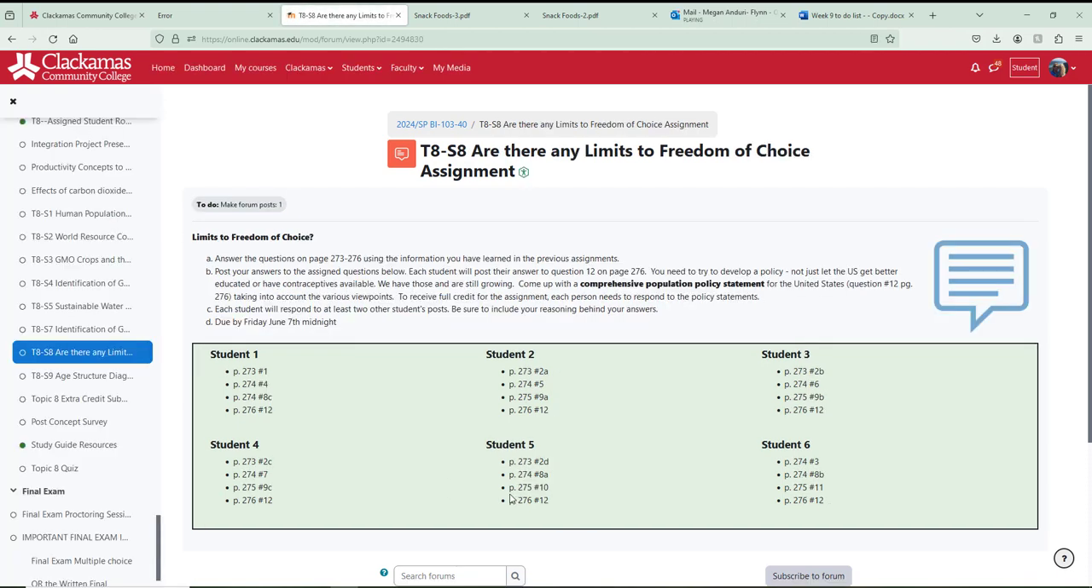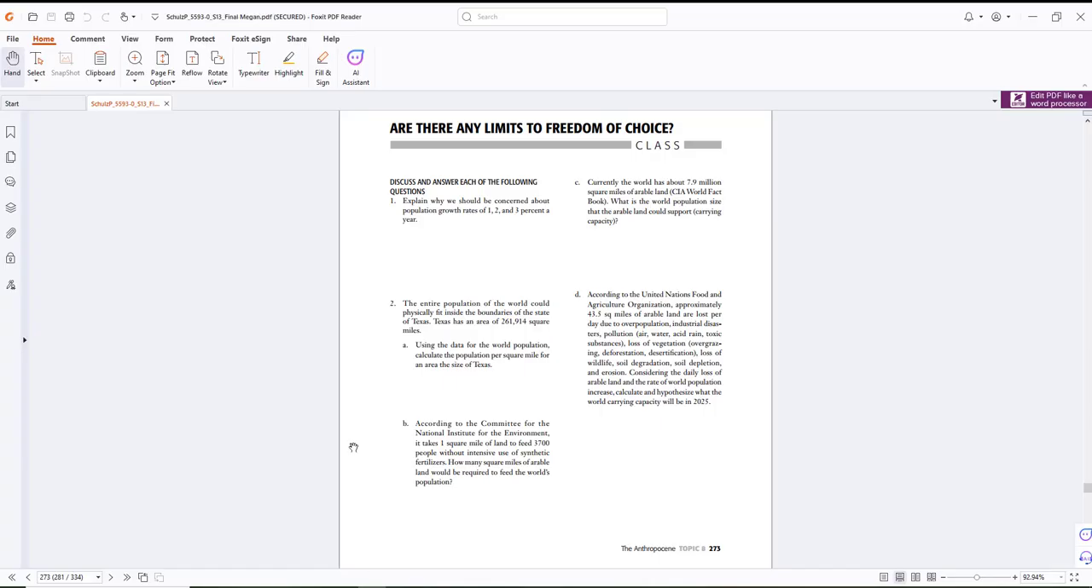Next, we're going to move into topic 8, step 8. So are there any limits to freedom of choice? Okay. So let's take a look at this assignment. In this assignment, there will be some math involved, so just be aware, have your calculators handy. Some of it is opinion based: why should we be concerned about population growth rates? But then you get down here and you do some math.